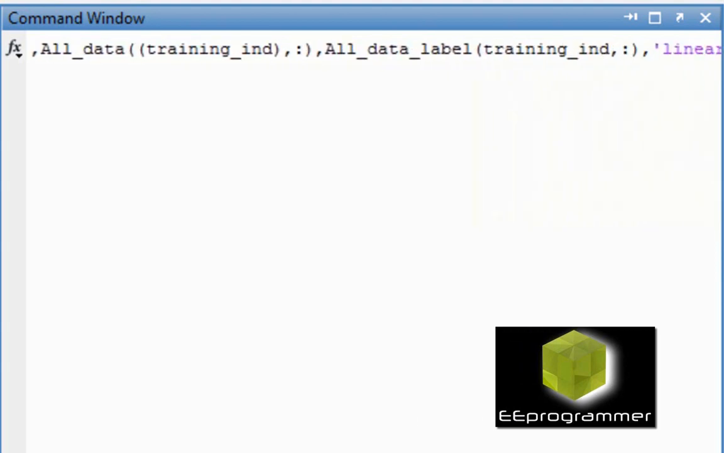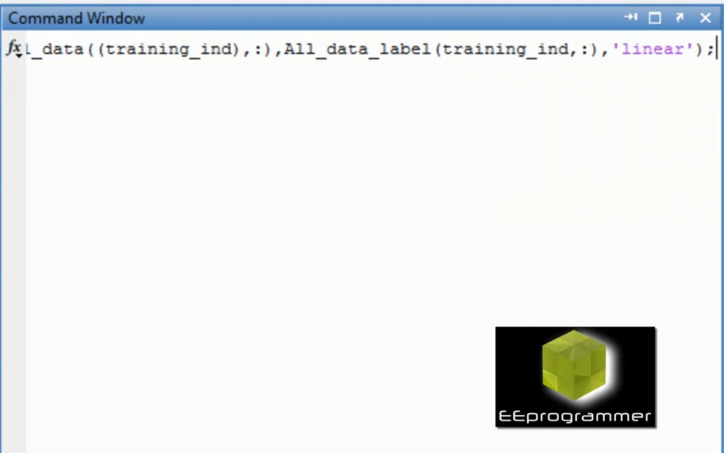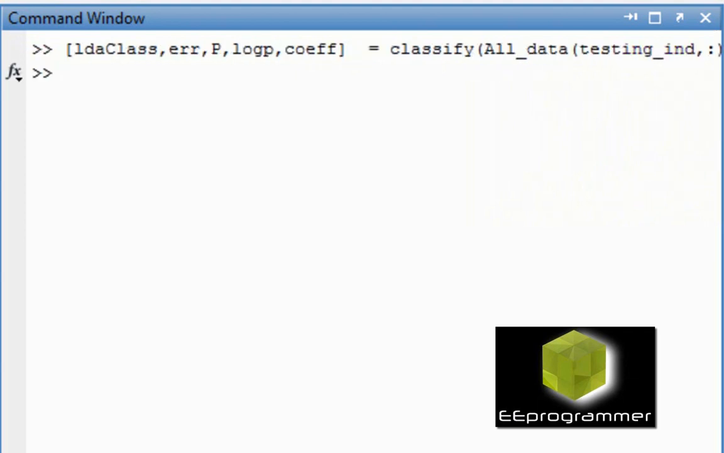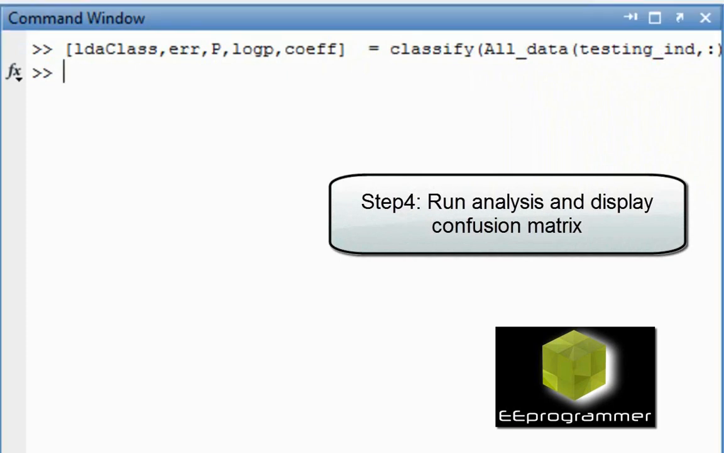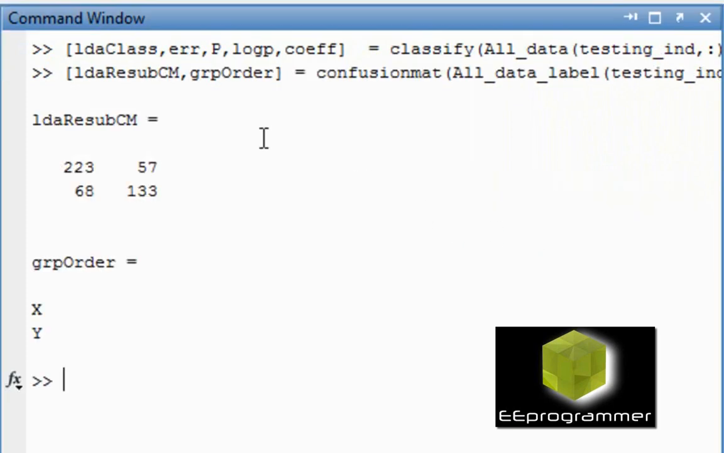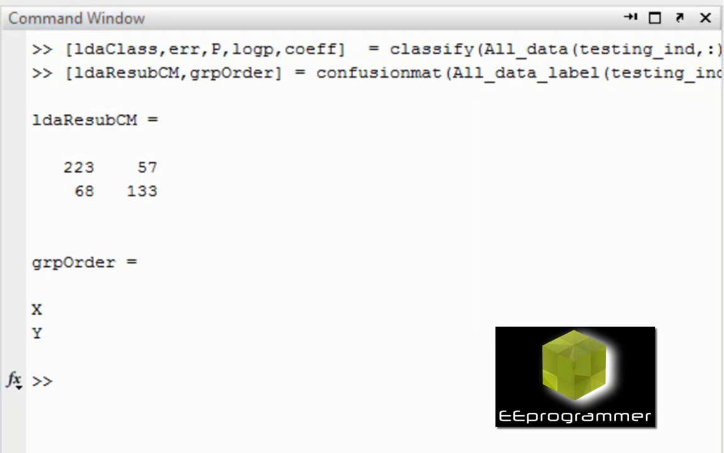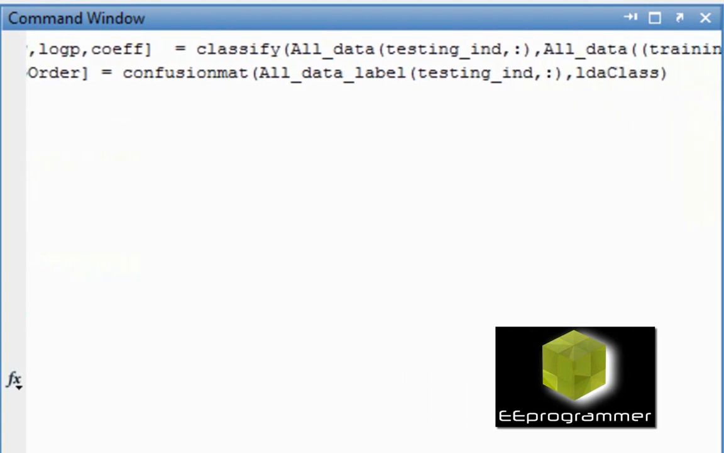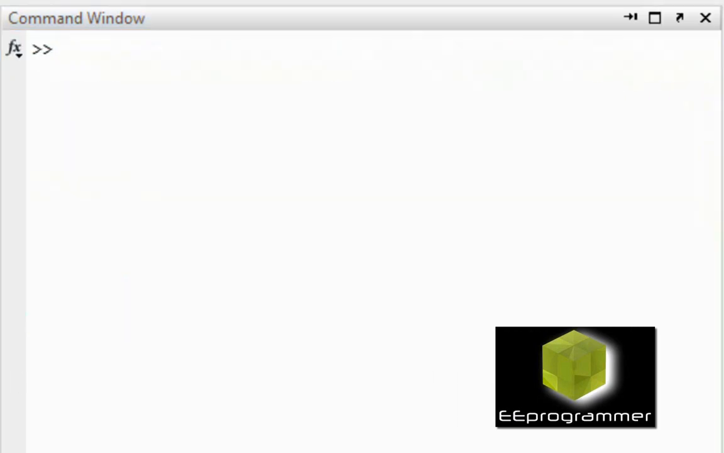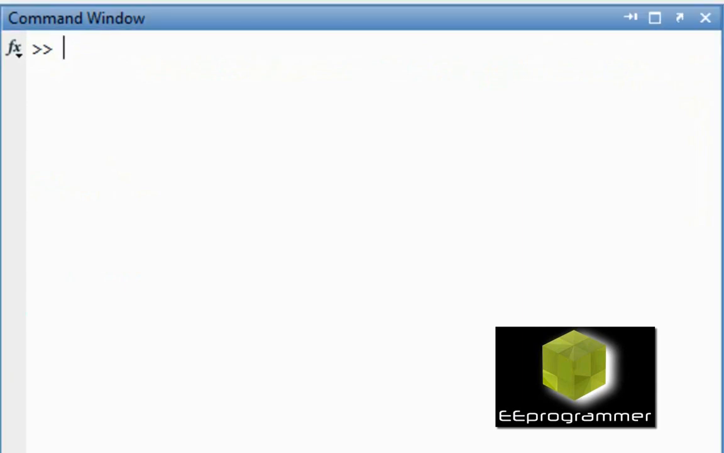Okay, so in here we use the linear classify. And we are going to run the analysis and display the confusion matrix. Okay, so what you see in here is the results. In the confusion matrix, 223 of them are classified as X, yes, X is right. And then 50 something of them are supposed to be X, but classified as Y.